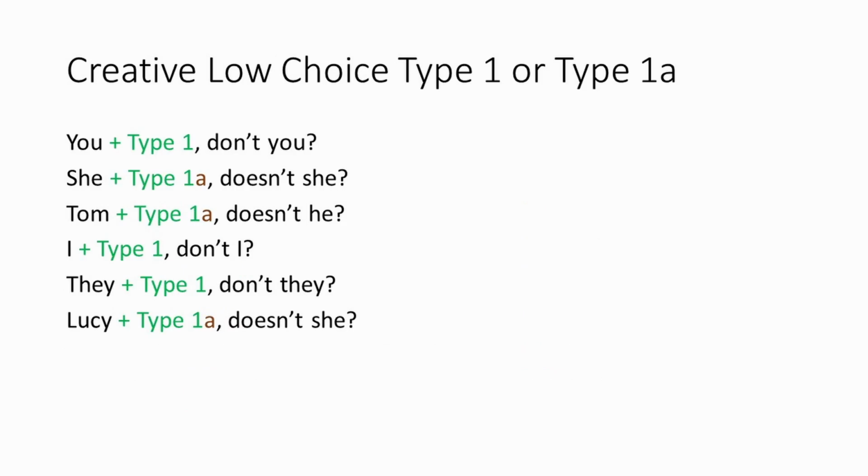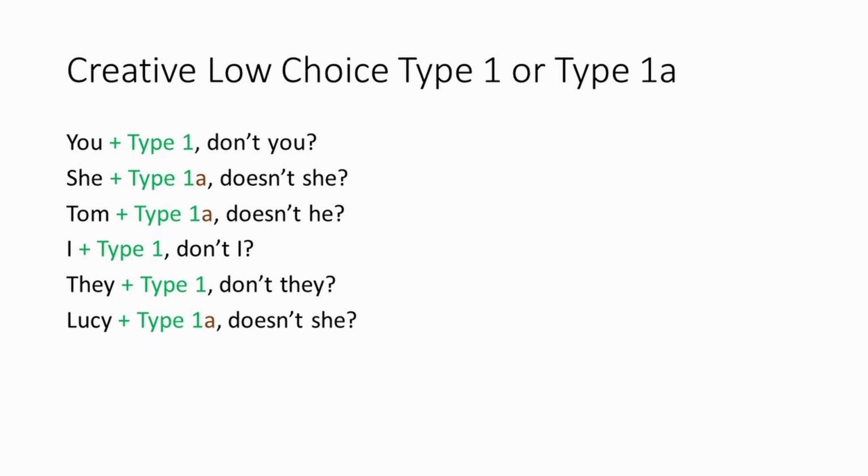Okay, and we can also have creative low choice as well. So here we've got basically the skeleton of some tag questions, and we can either use a type 1 or a type 1A. And here the idea is that you create your own sentences. So for example, you plus type 1, don't you? You like swimming, don't you? You eat a lot of cake, don't you? You drive fast, don't you?